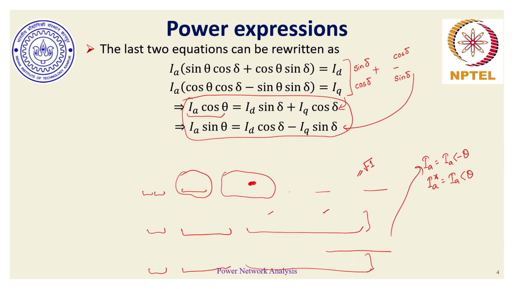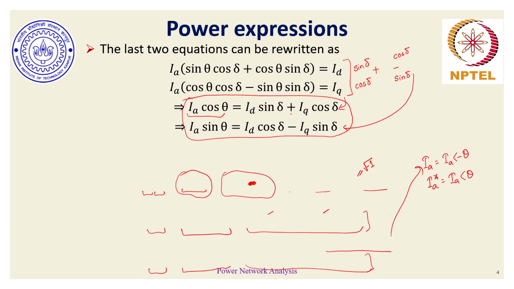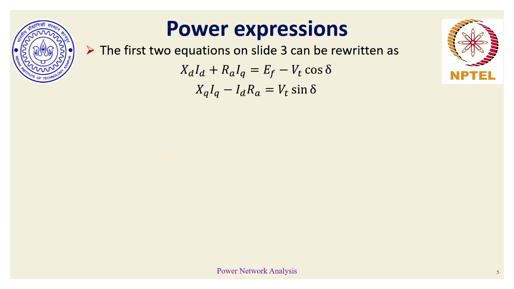So if you recollect the discussion that we had here, the equations that were rewritten in terms of this and this, now it's time to reuse those equations. So let's see how we reuse them. The first two equations on slide number 3, we can rewrite into these two equations shown over here. It's just a minor rearrangement. And now we try to solve these two simultaneous equations for two unknowns, the unknowns being ID and IQ, because these are fictitious quantities.